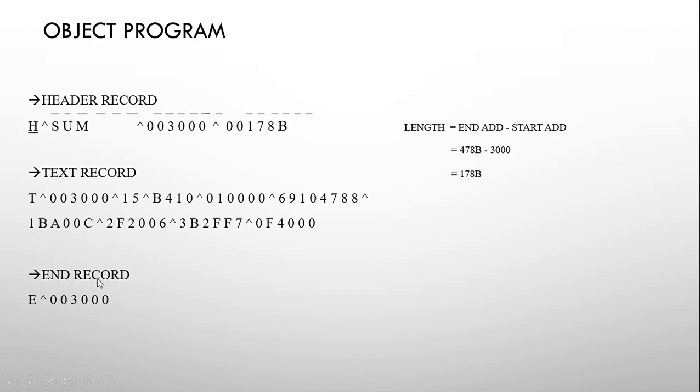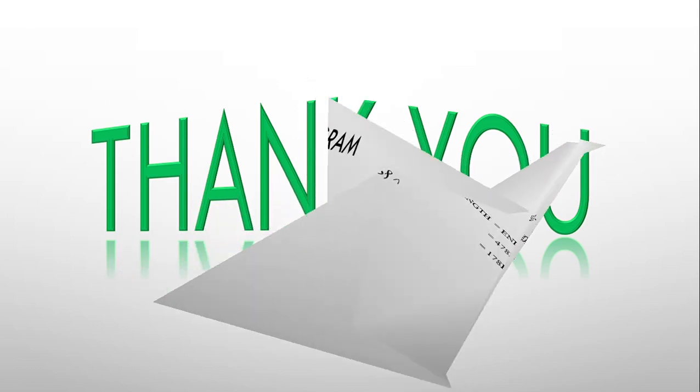Next, let us consider the end record. In the end record, column 1 is represented using E. Next, columns 2 to 7 we are having the starting address of the first executable code, that is 3000. This is the object program for the given SIC/XE program. Thank you.